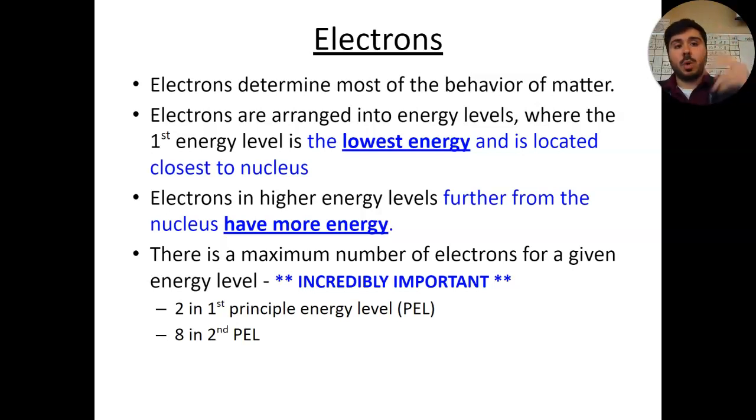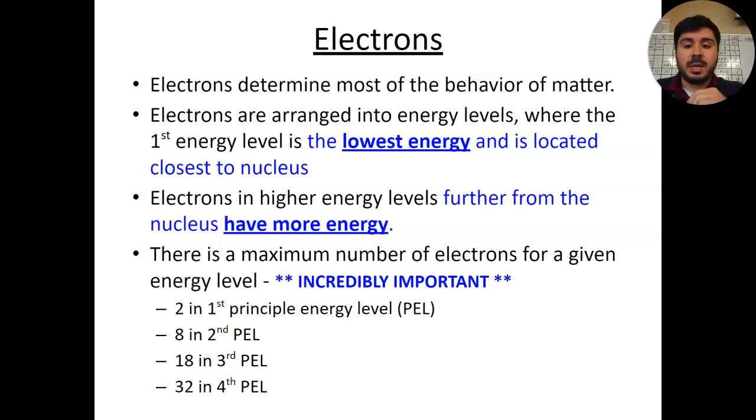Okay, so now we're jumping from 2 all the way up to 8 in the second principal energy level. In the third principal energy level, the third PEL, there can now be a maximum of 18 electrons to be placed in that third principal energy level. So we can keep expanding on the number of electrons placed in these principal energy levels. And lastly, in the fourth PEL, where we're going to top off here, the fourth principal energy level, there can be a maximum of 32 electrons placed in just that fourth principal energy level alone. Okay, so we're going from 2 in the first all the way up to 32 in the fourth.